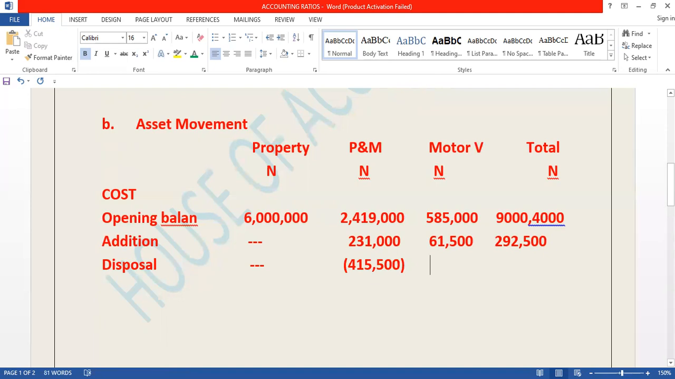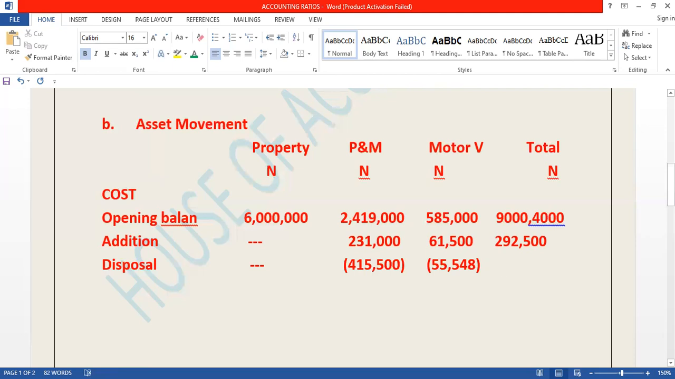Motor vehicle. How much? 55,548. I hope you're not looking at the solution. Look at the question alone so that you understand. What is the addition of the two disposed assets?